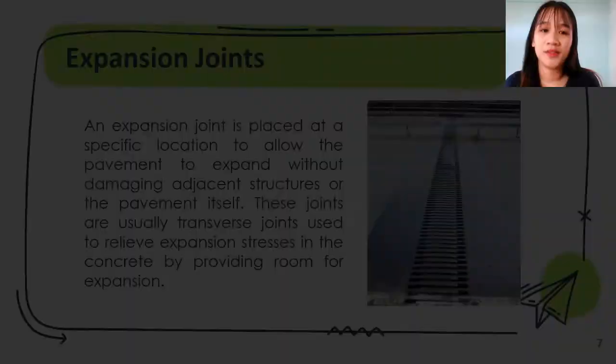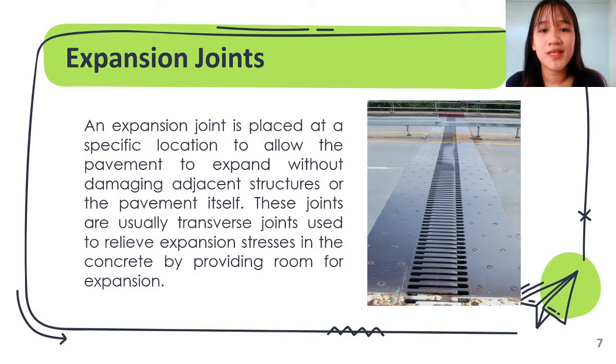An expansion joint is placed at a specific location to allow the pavement to expand without damaging adjacent structures or the pavement itself. These joints are usually transverse joints used to relieve expansion stresses in the concrete by providing room for expansion. Expansion joints are provided in transverse pavement at long intervals.